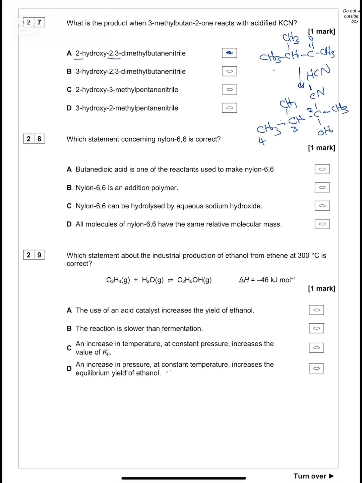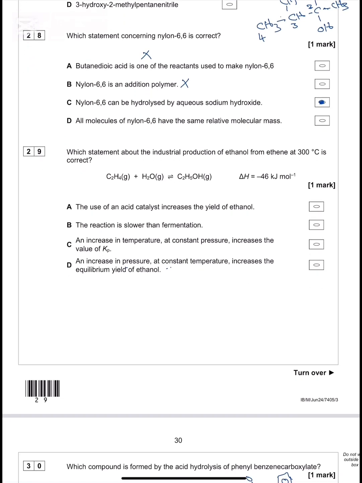Which statement concerning nylon 6,6 is correct? When you look at this one, butane dioic acid is one of the reactants. This is wrong. It's not butane, it's ethane. Nylon 6,6 is an addition polymer. No, it's a condensation polymer. Nylon 6,6 can be hydrolyzed by aqueous sodium hydroxide. This is the correct answer.